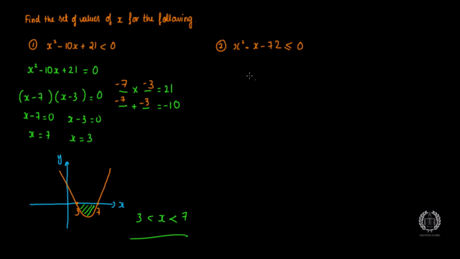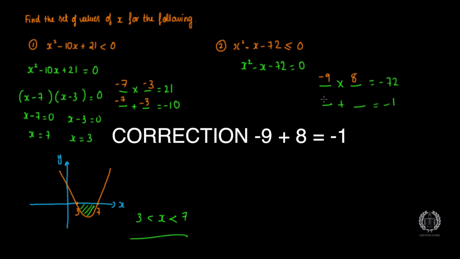Now if we go to the second one, we're going to do the same thing. So x squared minus x minus 72 is equal to 0. Now what we're going to do is factorize this. So two numbers that multiply to give minus 72, and add to give minus 1. Be careful, that means 1, if there's nothing in front, x just means 1. So your two numbers are going to be minus 9 and 8, because minus 9 times 8 gives me minus 72, and minus 9 plus 8 gives me minus 1.